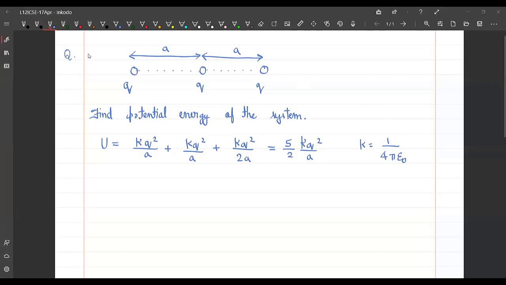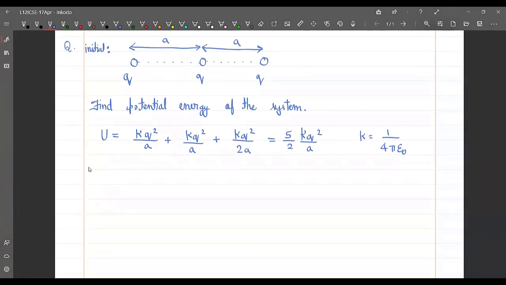Now let us say this is the initial state of the system, and you have the same three charges, and you have rearranged them in this manner, such that the three charges are in the form of a triangle. Three charges on the coordinates of an equilateral triangle of side a. Find the potential energy of the system in this case.